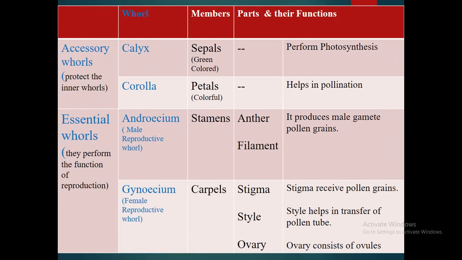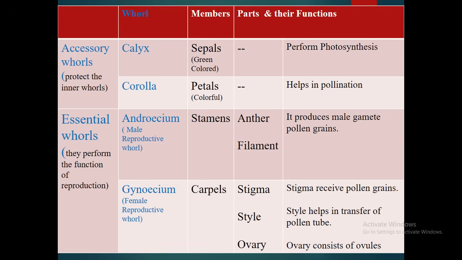So here is a short table which shows the whorls, their members and their functions. So accessory whorls include calyx and corolla. The members of calyx are sepals, which are green in color and perform photosynthesis, whereas in corolla, the members are petals, they are colorful and they help in pollination.